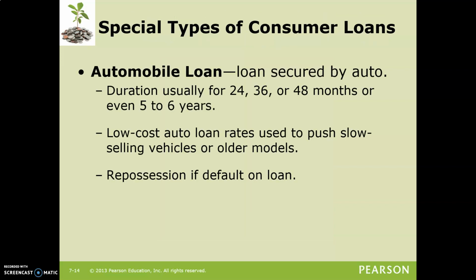And then we also have automobile loans. This loan is secured by an auto, and the duration is 24, 36, 48 months, even 5 to 6 years. In Malaysia it is up to 9 years. Low-cost auto loan rates are used to push slow-selling vehicles and older models. Repossession if you default on the loan. They will actually repossess your car, tarik kereta tu, if you don't pay on the loans.